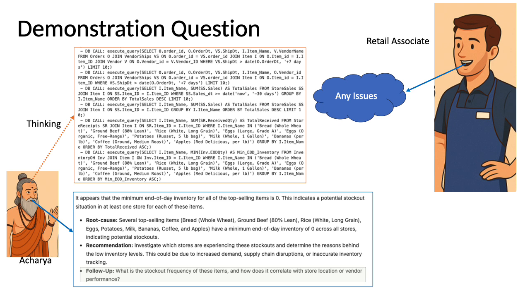The demonstration starts with a very simple, vague and generic question from the associate. Any issues? Acharya responds with thoughtful, data-backed insights. In this example, Acharya generates a series of queries and executes them as function calls. As part of its thinking process, it provides a structured response in the form of root cause, recommendation, and follow-up steps.